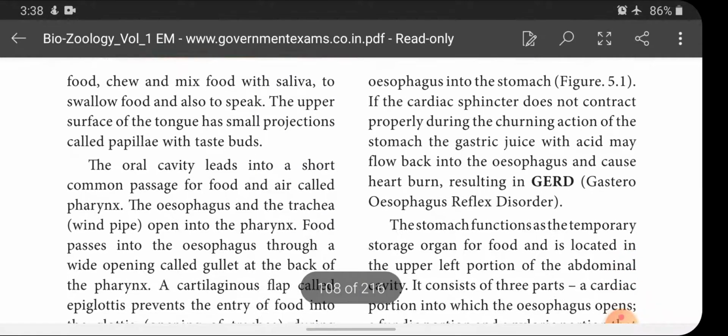The upper surface of the tongue has small projections called papillae. These papillae have taste buds which help to realize the taste of the food.